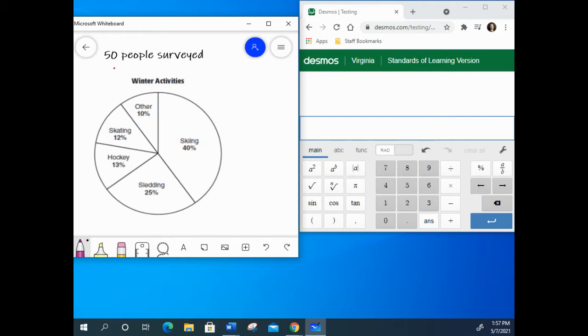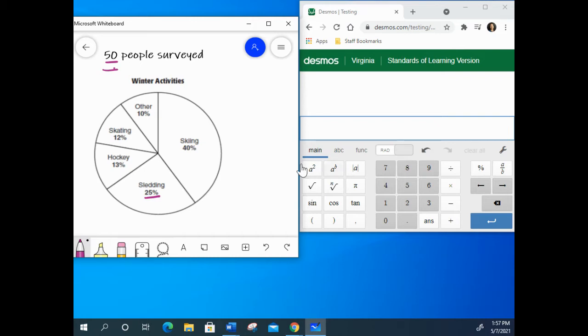Our circle graph is not always out of 100 people or 100 items. In this particular case, it's only out of 50. Now when I look at sledding, I see that it says 25%. So we want to know what 25% of that 50 is.